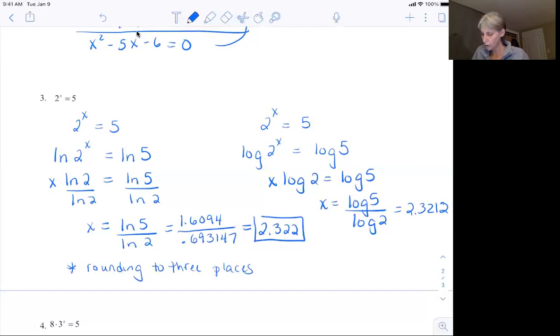Oh, sorry. 2.322. You will get the same answer. But if I were you, I would definitely start using ln as a way to evaluate, because that's really what you're going to be dealing with in the future.